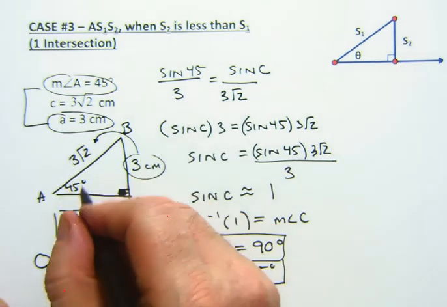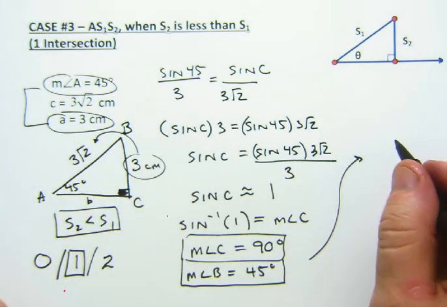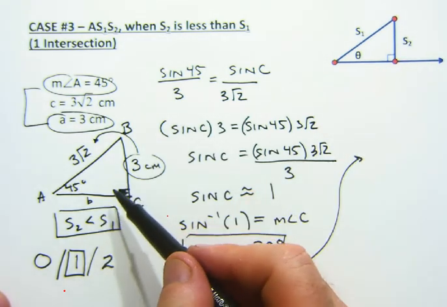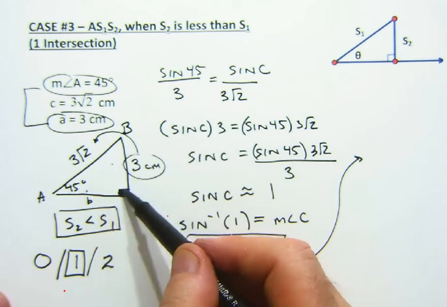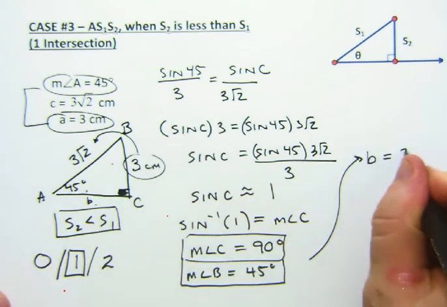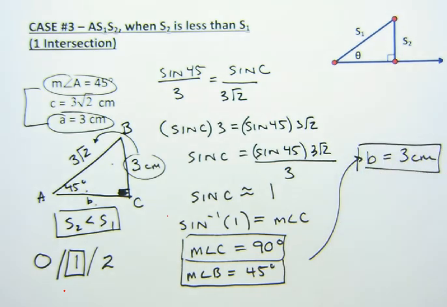And then we can go solve for little b. I'm not going to do that the traditional way. I'm going to use a special right triangle, because if this is a 45, 45, 90, these have to be equal. So I know b will also be 3 centimeters. But we could have solved that using the law of sines if we wanted.